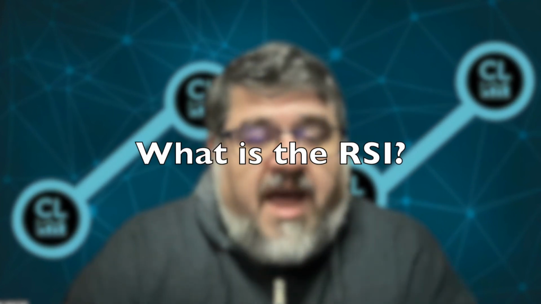So let's dive right in and get in depth with the RSI. So what is the RSI? The RSI is a tool that helps traders measure whether an asset like Bitcoin is overbought or oversold. It does this by comparing the magnitude of recent gains versus recent losses over a period of time, and it gives it a value between 0 and 100.